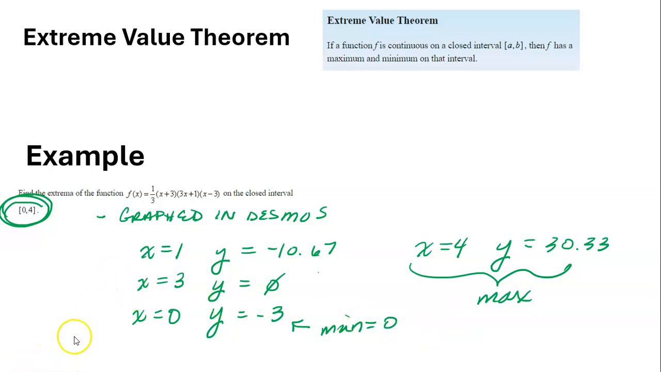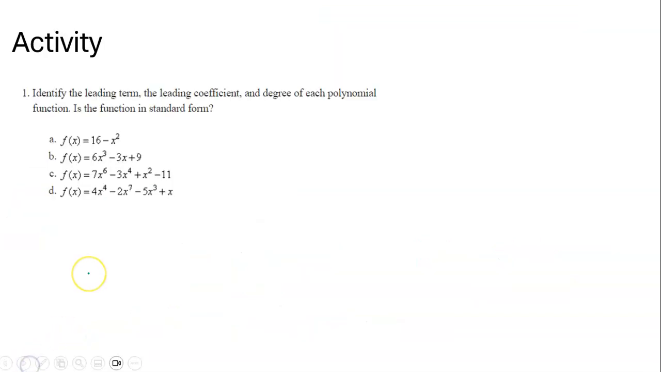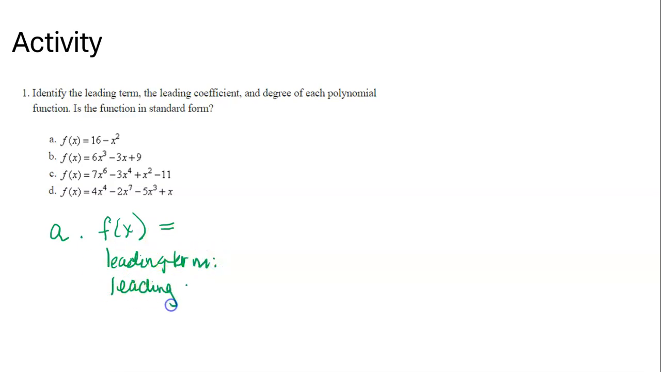Okay, this is going to end up being a part 1 and part 2. So on this page, here's what we need to do. We're trying to find the leading coefficient, degree, and leading term, and whether it's in standard form. I'm going to write whatever the function is, leading term, leading coefficient, my handwriting is just atrocious, degree, and standard form. We're going to do this for each of these 4.